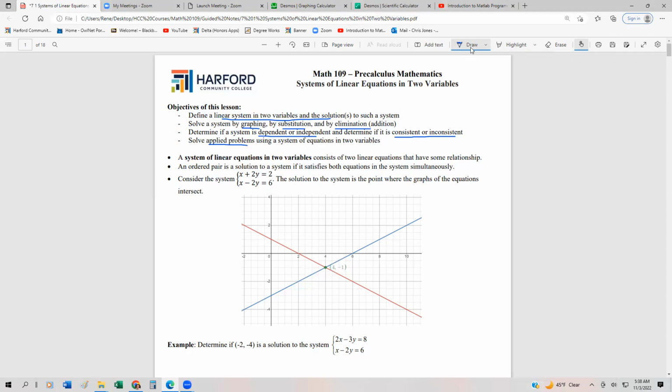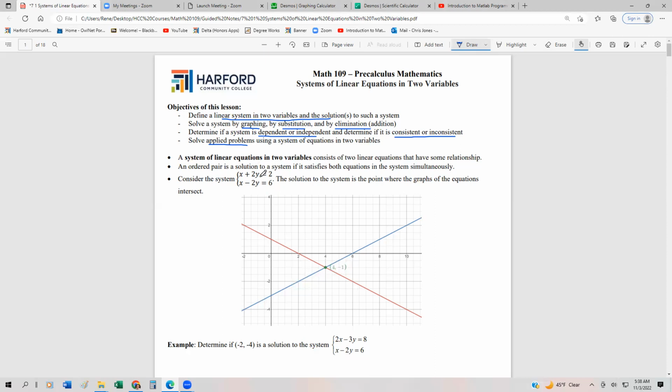that use these systems of equations in two variables. A system in general is two or more equations that have some relationship. A system of linear equations in two variables consists of two linear equations that have some relationship. Notice there are no squares, only two variables, no square roots, and no trigonometry going on in here. So this would be a system of equations in two variables. The solution to a system is an ordered pair that satisfies both of these equations simultaneously.